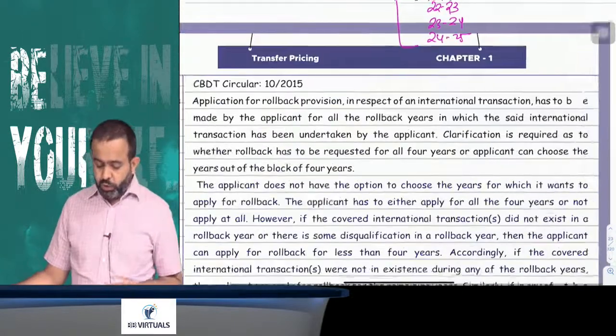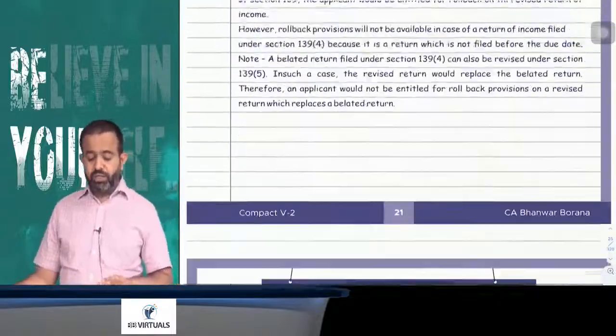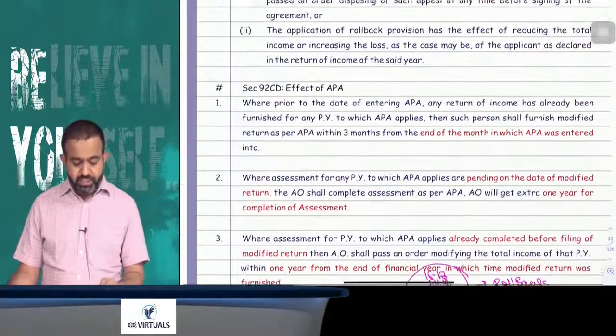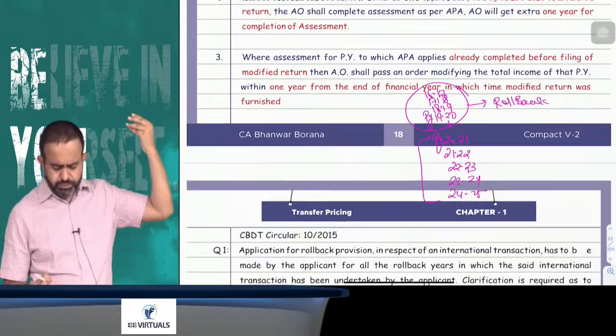First we will conclude the section 92CD. After that I will discuss certain notifications and circulars related to the rollback. So all people, just pay attention. There is one section 92CD. 92CD says that, all people just pay attention.